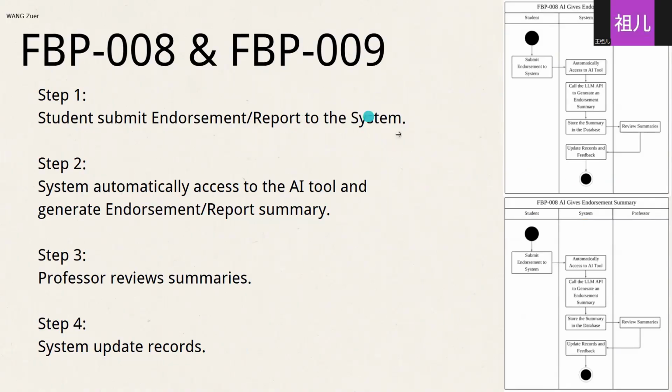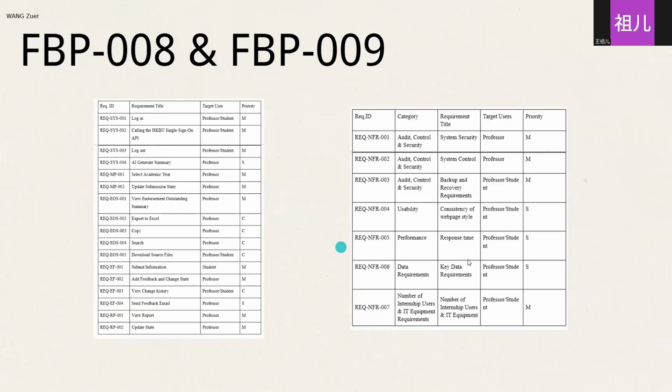And these two pictures are our functional and non-functional requirements. The left-hand side is functional and the right-hand side is non-functional requirements. So in the next part, we will introduce our system design.